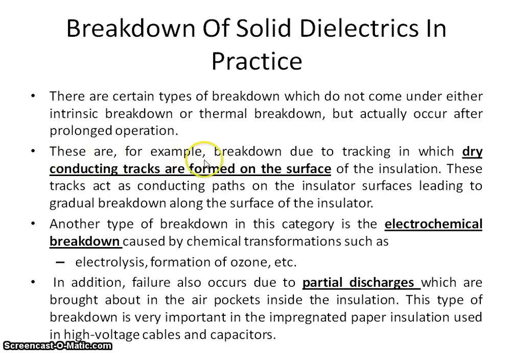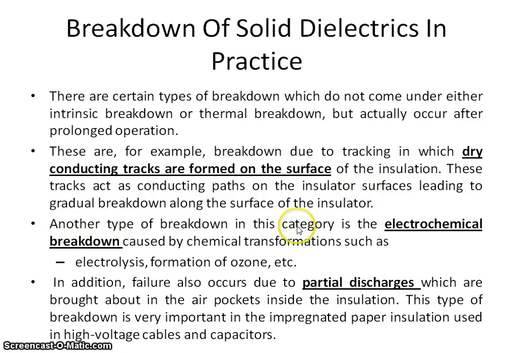These are, for example, breakdown due to tracking, in which dry conducting tracks are formed on the surface of the insulating material. As we apply the voltage to the insulating material for a long time, tracking will be produced, known as dry conducting tracks. These tracks act as a conducting path on the insulating surface, leading to gradual breakdown along the surface of the insulator. So that leads to breakdown because of this conducting path on the surface of the insulating material.